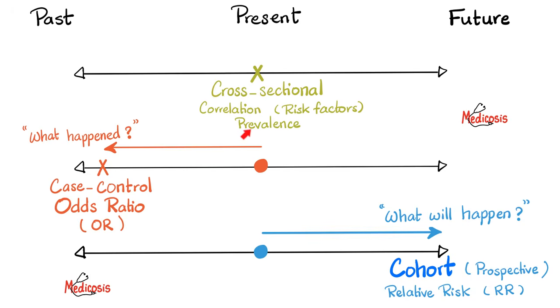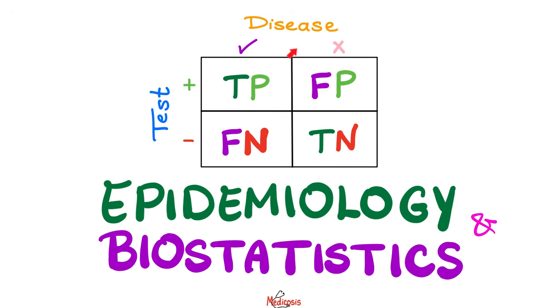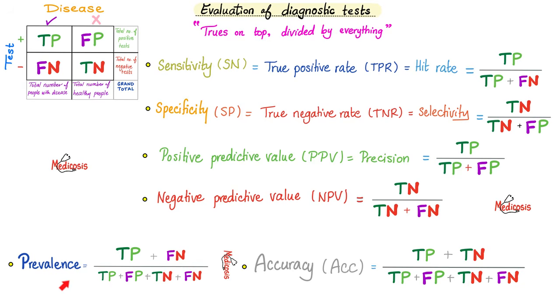But if you want the prevalence, you need the cross-sectional study. Because prevalence is what? It's total current cases over total current population. Everything is current in the present, right now. If you watched my video on epidemiology and biostatistics, sensitivity and specificity, I've told you the following, that if you want to calculate prevalence, here's the equation that you use. It's true positive plus false negative over everything. Is that different from the definition or the equation of prevalence that we discussed earlier? No, it's the exact same thing. Let me elaborate.